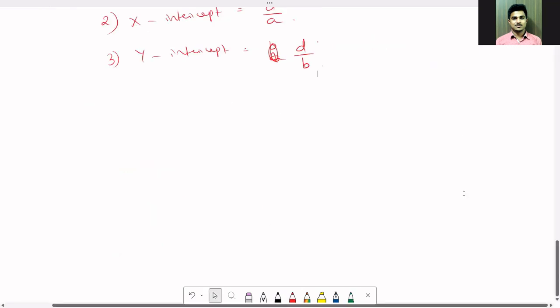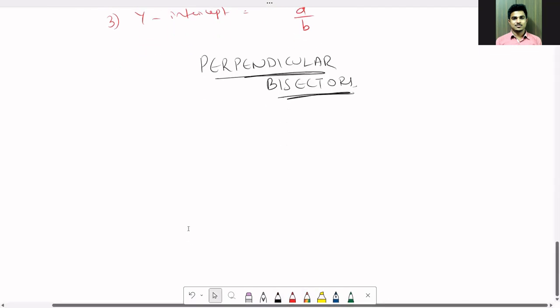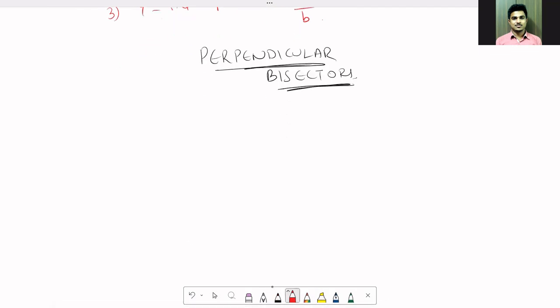Moving on to the perpendicular bisector. So what exactly is a perpendicular bisector? Okay. So let's say I have been given a line, and on this line I have 2 points, that is, point A and point B. I have been asked to find the perpendicular bisector of this line segment. So, as the name suggests, I need to do two things. I need to bisect this line, and then the bisector needs to be perpendicular to the original line.